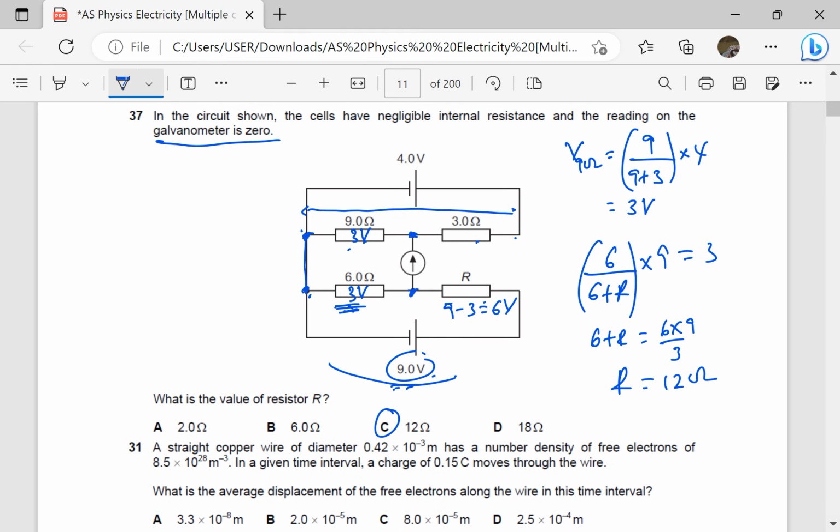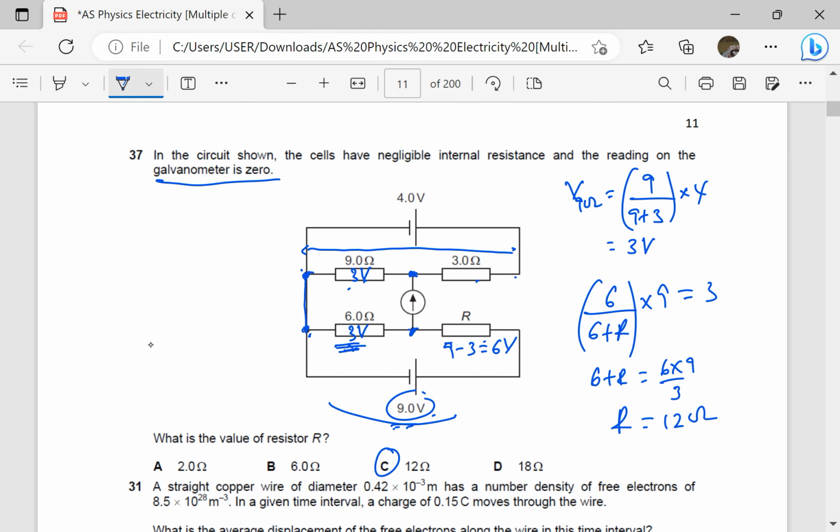Note how I arrived at this. I used the upper branch to find the PD across 9 ohms, which was 3. But now 9 ohms is in parallel with the 6 ohms if the galvanometer gives no reading. So it means the PD across 6 ohms is 3 volts. Therefore, because the EMF down there is 9 volts, I should be able to get 3 volts across 6 if I use the lower branch.